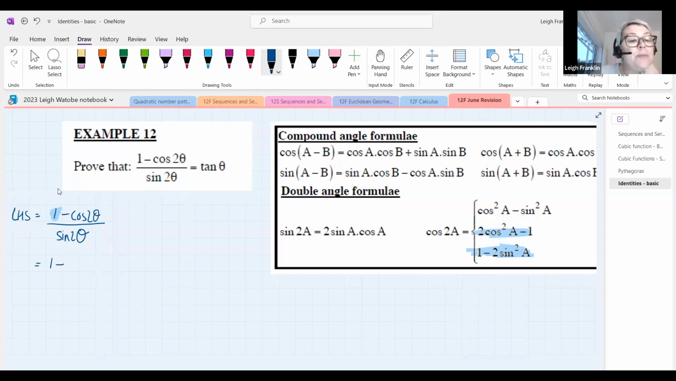Remember, when I substitute, I'm going to use brackets. So what should I replace cos 2 theta with if I want to get rid of the 1 in front of the minus cos 2 theta?